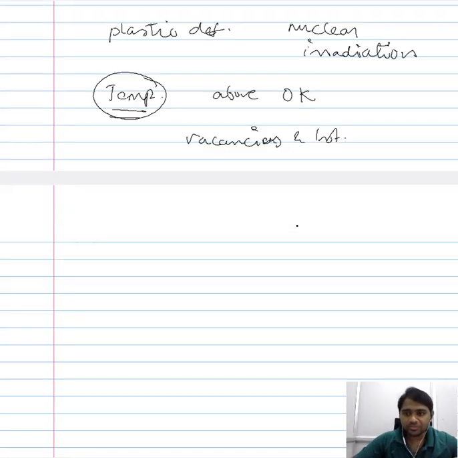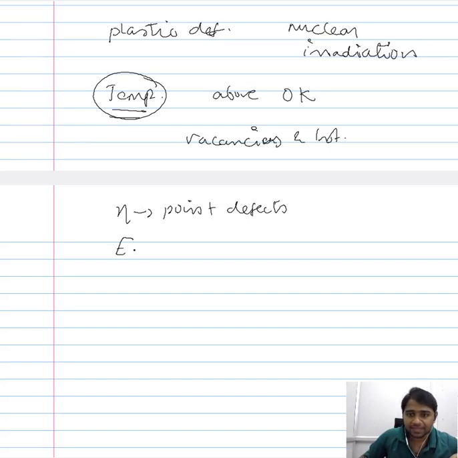Now, supposing you have n point defects. So n here is the number of point defects that you have, and EFB is the energy required for the formation of these point defects.